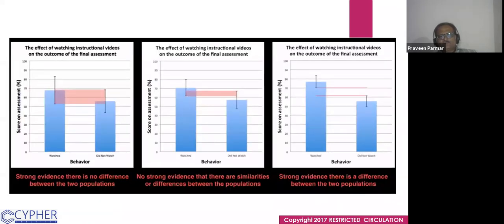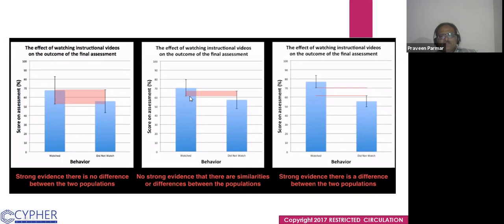And here you see, if you are getting this, so what does it mean? It is the score on assessment in percent, basically mean percent. And here you see both the means are overlapped with each other. So it is overlapping. It means there is strong evidence that there is no difference between the two populations. It shows that.